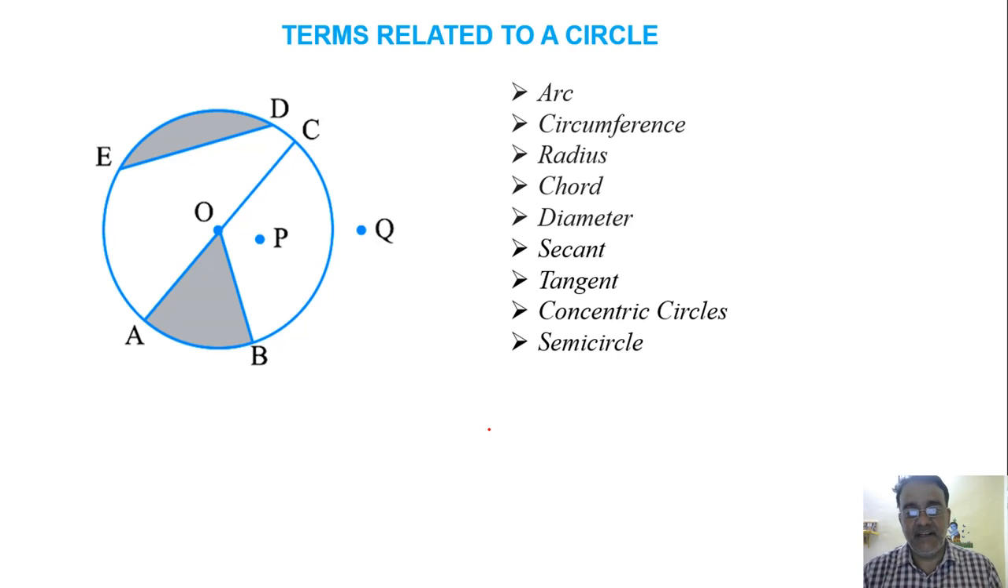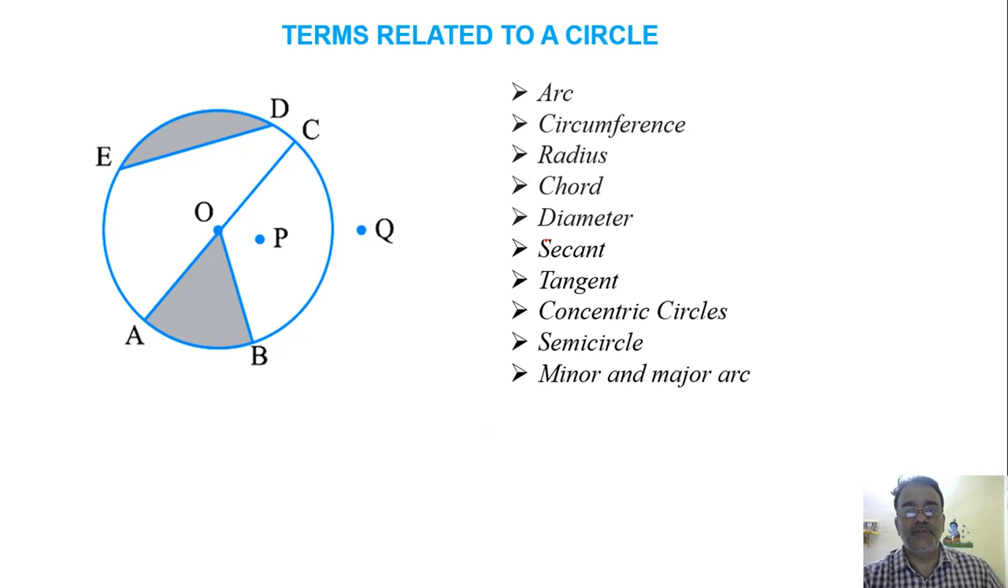See, a diameter divides a circle into two equal parts. Each equal part is called a semicircle, that is also called half of the circle. Semi means half.